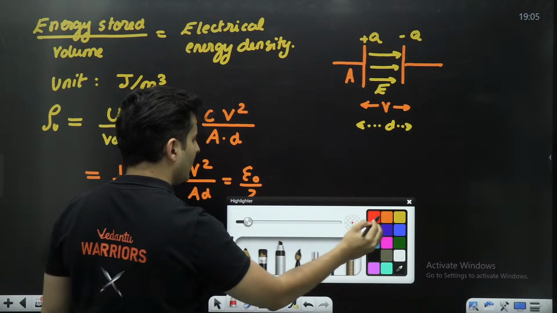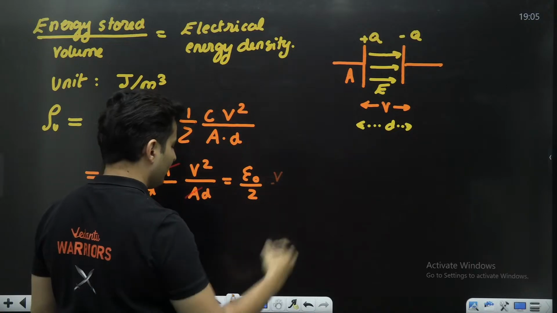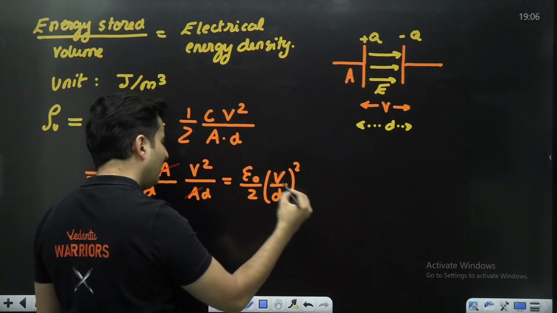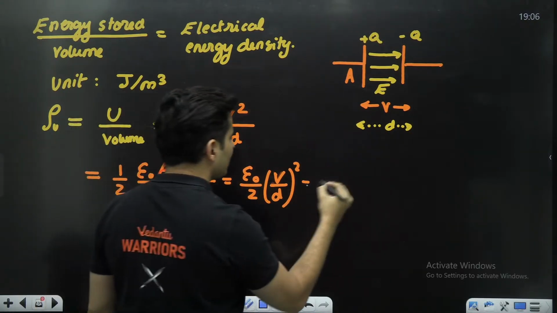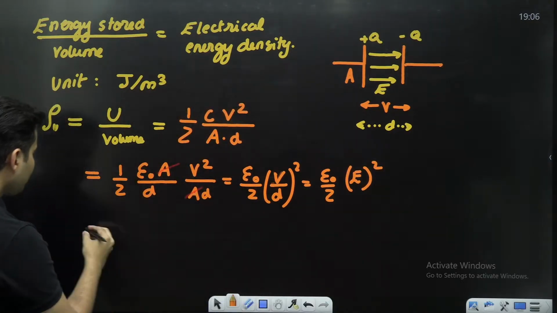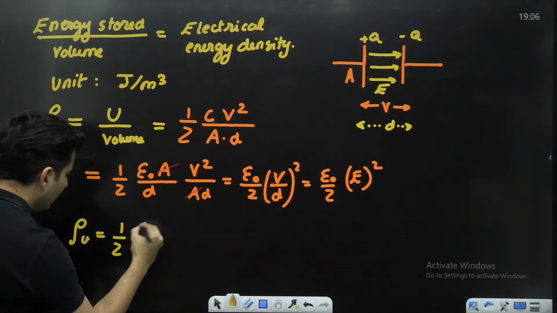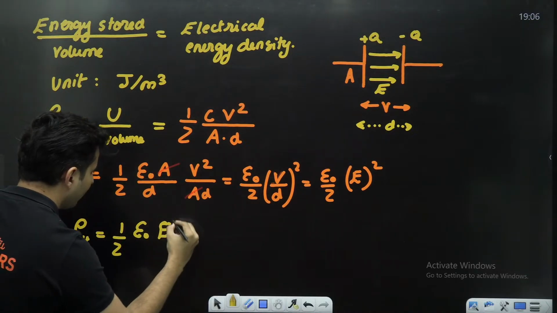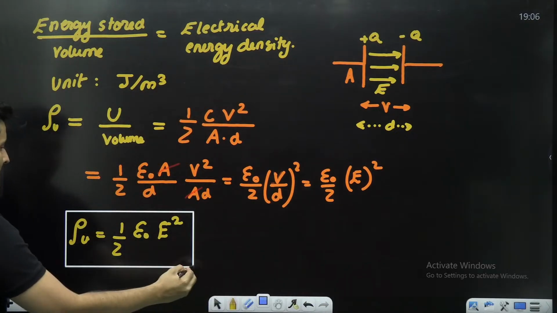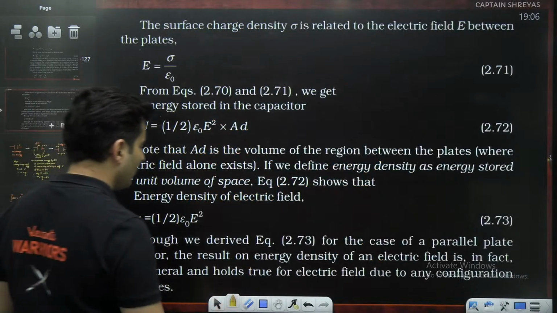I hope you can see that the area got cancelled. So I have been left with V and D over here, and square it. But wait a minute, what is voltage by distance? It is nothing but electric field. Hence, the electrical energy density formula is half epsilon naught electric field square. This is the electrical energy density formula. Half epsilon naught E square, which is what they have also mentioned over here.